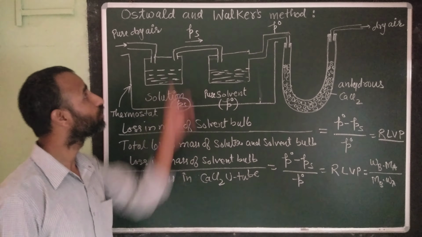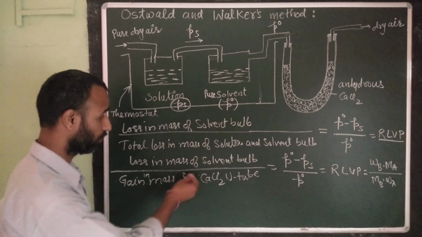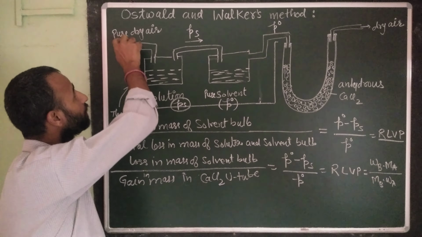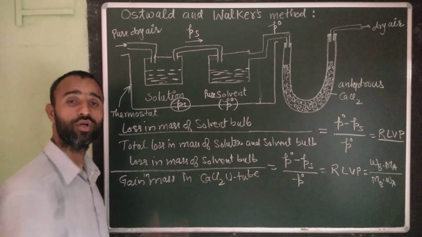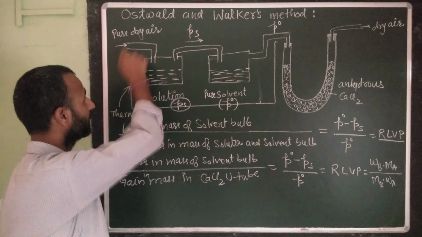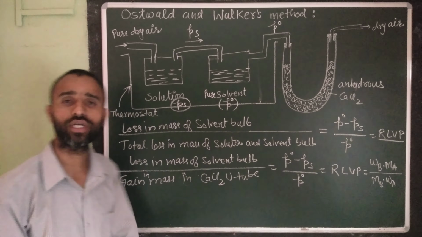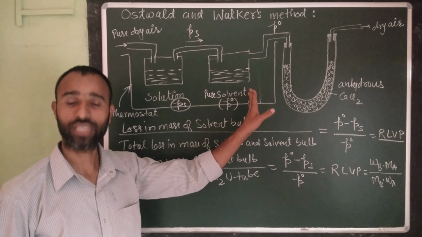Got it? This is Ostwald and Walker's method, and we can calculate it experimentally. What is the experiment? Simple dry air is passed through the solution and then through solvent, and they are kept in a constant temperature bath. We can call it a thermostat. So the temperature is the same.